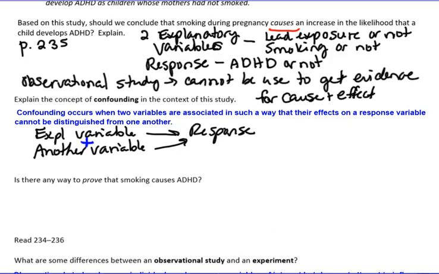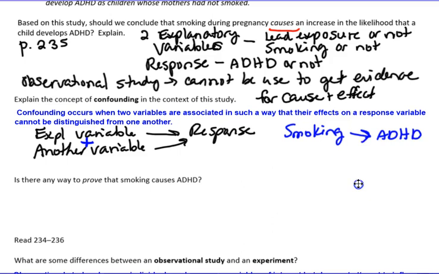So when you are discussing confounding, you can't just say, these two variables are confounded, so the experiment's bad. You have to say how the two variables are associated with each other in a way that can't be separated, and how they both affect the response variable. So for example, let's just look at smoking. Smoking appears to affect whether or not a child has ADHD. Now, we can't determine cause and effect, but there seems to be an association anyway between smoking and ADHD.